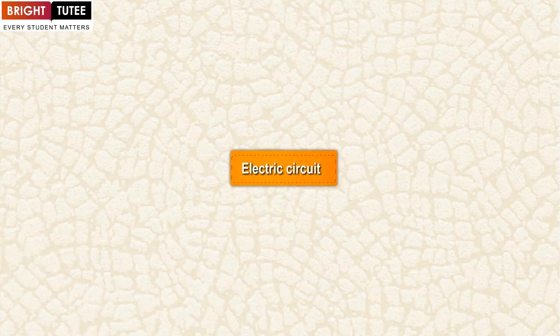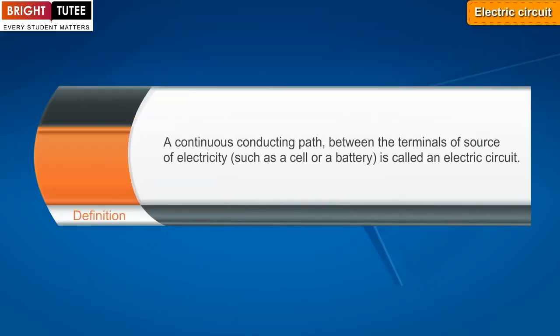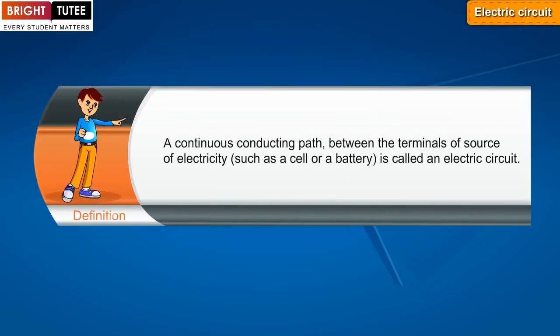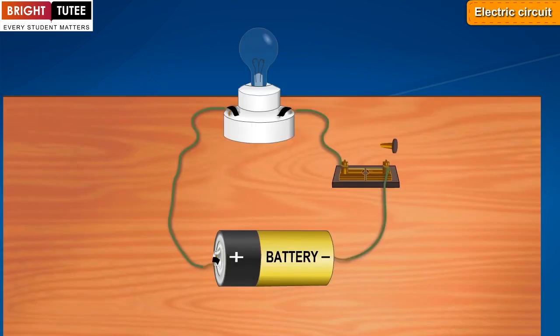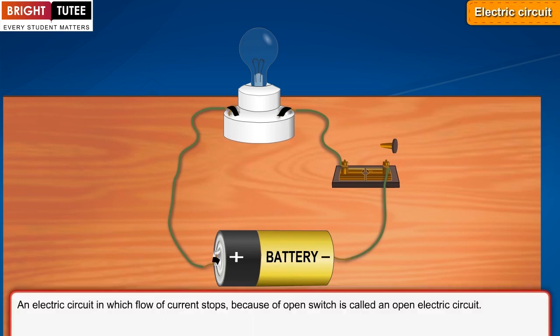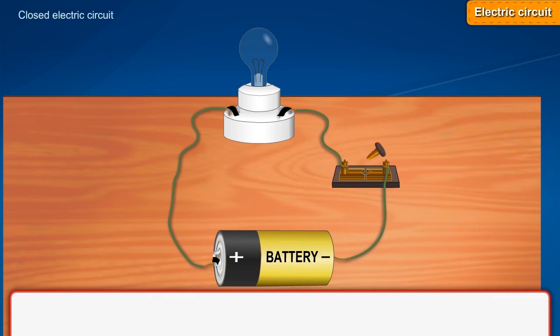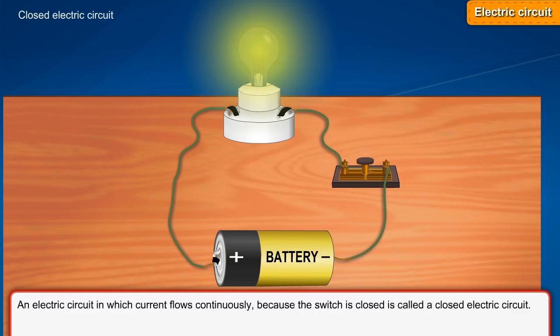Electric circuit. A continuous conducting path between the terminals of a source of electricity, such as a cell or a battery, is called an electric circuit. Open electric circuit. An electric circuit in which flow of current stops because of an open switch is called an open electric circuit. Closed electric circuit. An electric circuit in which current flows continuously because the switch is closed is called a closed electric circuit.